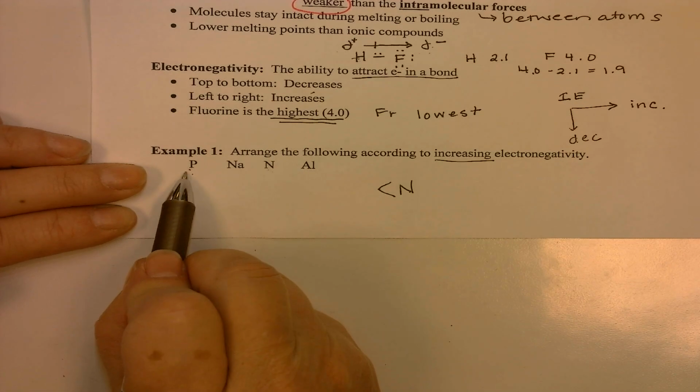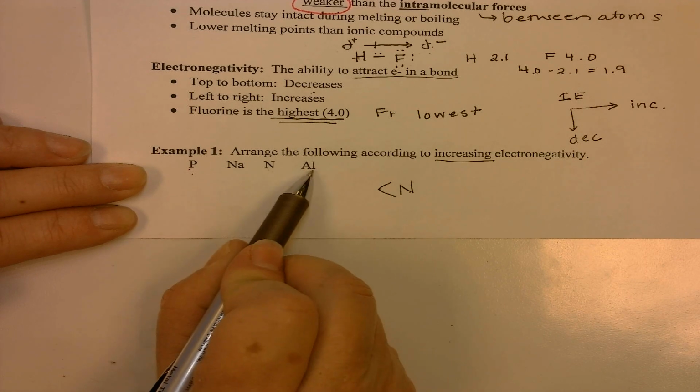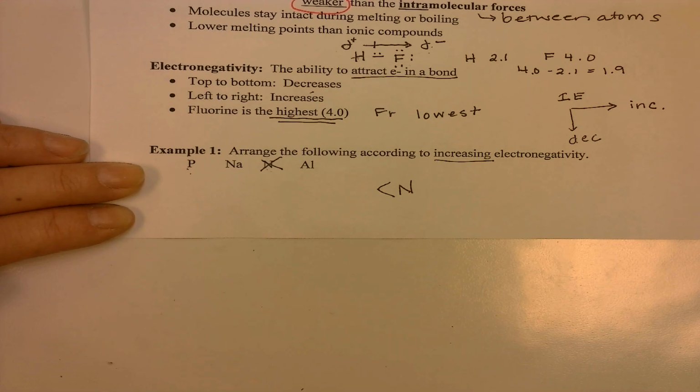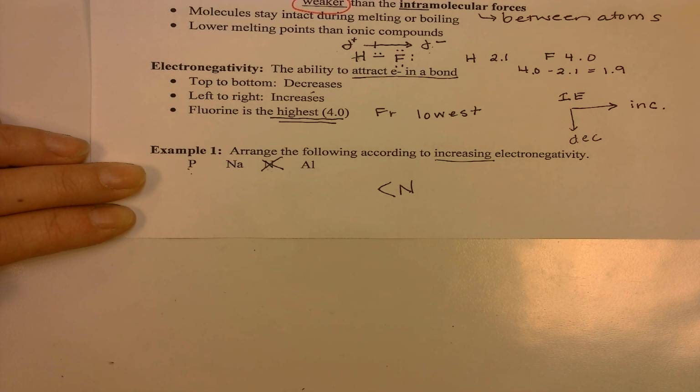Next, phosphorus and sodium. I know phosphorus is the largest. Phosphorus and aluminum, so I'm going to cross this out. Phosphorus and aluminum, well, they are on the same energy level, but aluminum is farther to the left, so it is larger. It has less protons.